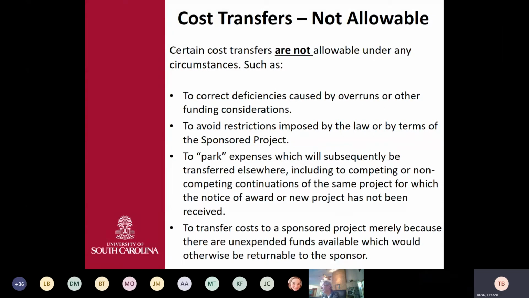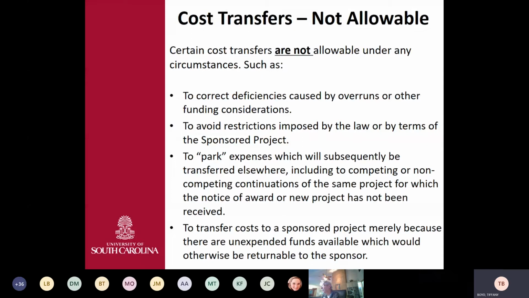Another example is to avoid restrictions imposed by law or by terms of the sponsored project. So in this case, going back to the supplies example, let's say you have an award that will only pay for salary and fringe, but you need supplies to support this project. So you decide to use another grant project that allows supplies, but you're not really using them there. That's not allowed. So make sure you're only spending the awards as appropriate and as outlined by the award budget and the terms of the agreement.